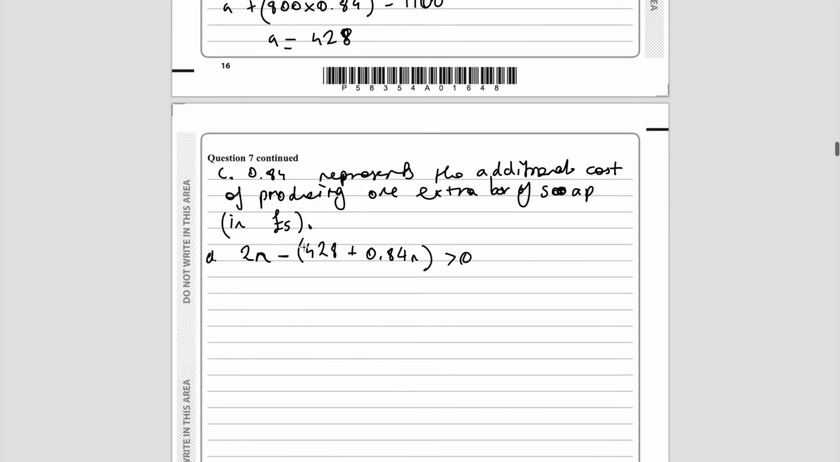I'm just going to be taking 0.84 away from 2n. That gives us 1.16n, and we take away 428 from that, and that has to be more than 0. And we're just going to be rearranging this as if this was an equal sign. And we get that, and that gives us an n value of 428 over 1.16, which equates to 369 bars of soap. Okay, and that's the answer to that question.